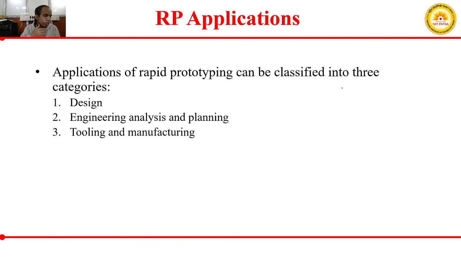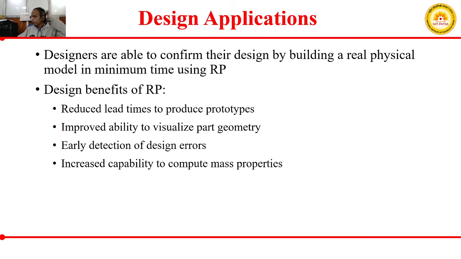Okay, so in very brief, because I wanted to complete this slide in the first lecture, but it moved to the second, there I kept the applications of RP technology. So the applications of rapid prototyping technologies can be classified into three categories. These are: first, design; second, engineering analysis and planning; and third, tooling and manufacturing.